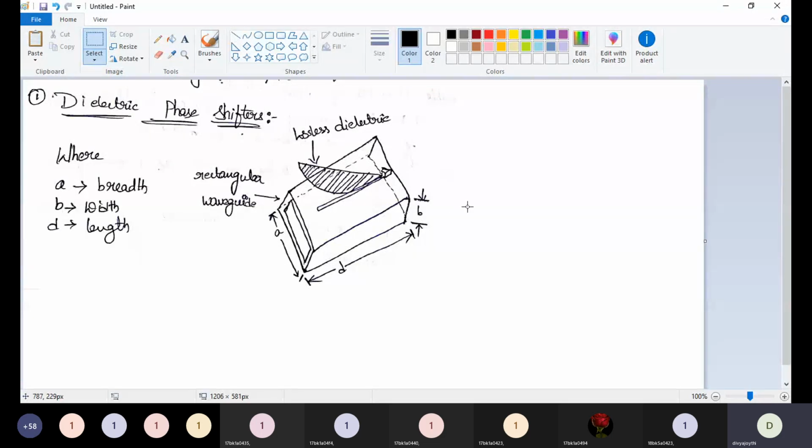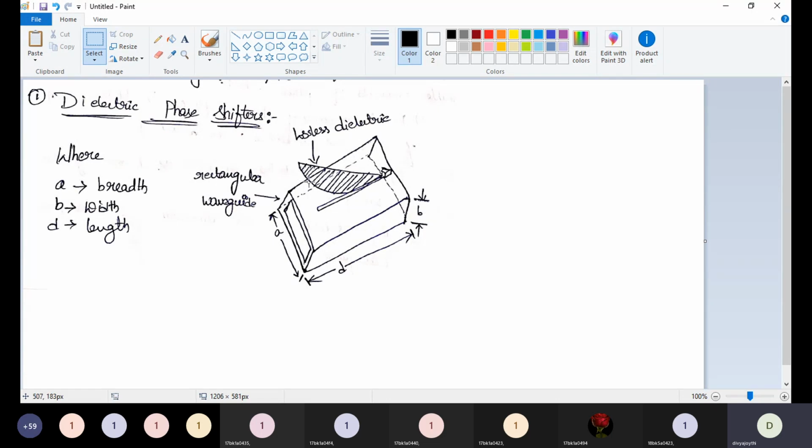So this is the dielectric phase shifter, where the outer part, whatever you can see in the form of 3D dimension, is the rectangular waveguide. Into this rectangular waveguide, I'm going to introduce a dielectric rod. So this is the dielectric rod. If you observe this dielectric rod, this end and this end are tapered, in the sense they are narrower.